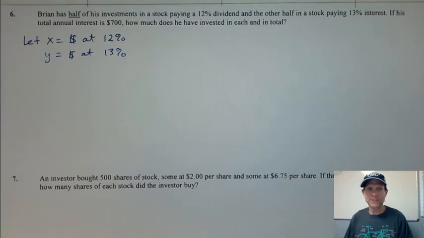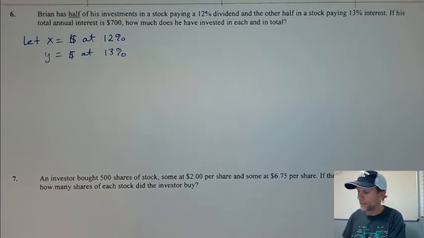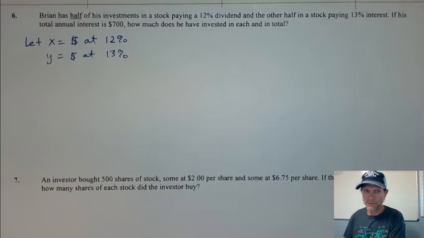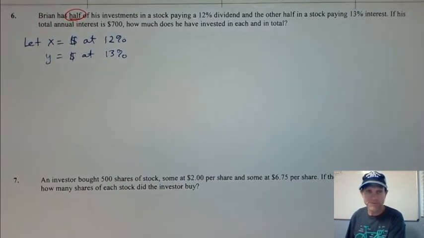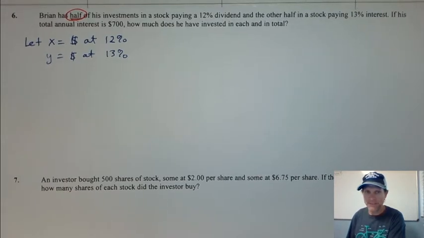All right, looking at number 6 in 9.5. On number 5, I told you that all of these examples have something slightly different in them, and what is new in this one is that we're talking about someone who has half their money invested in one account and half invested in the other account.